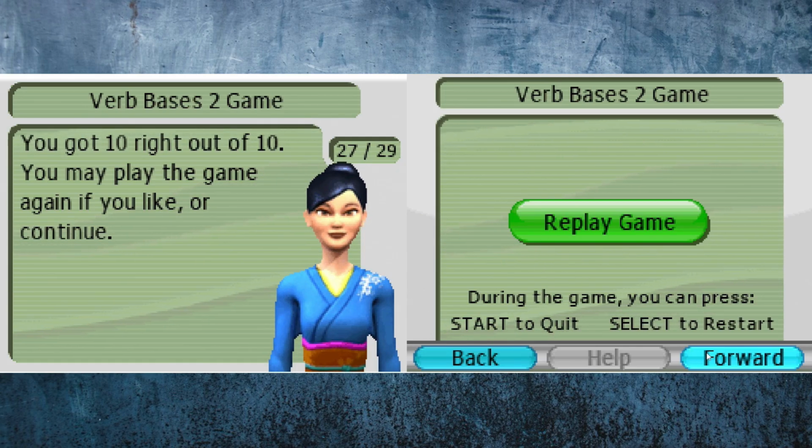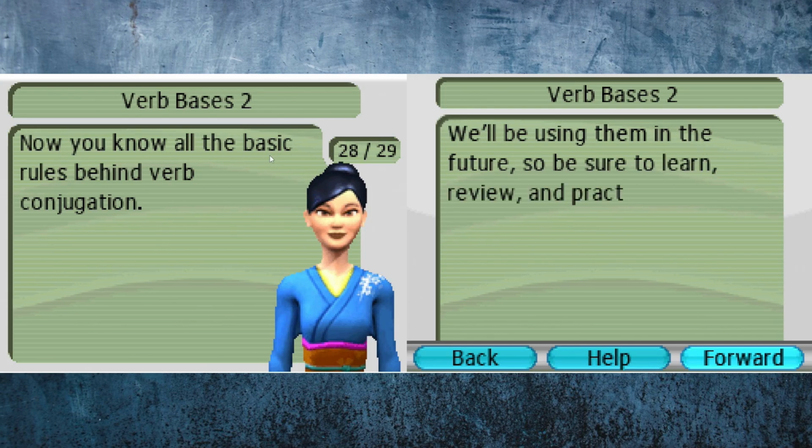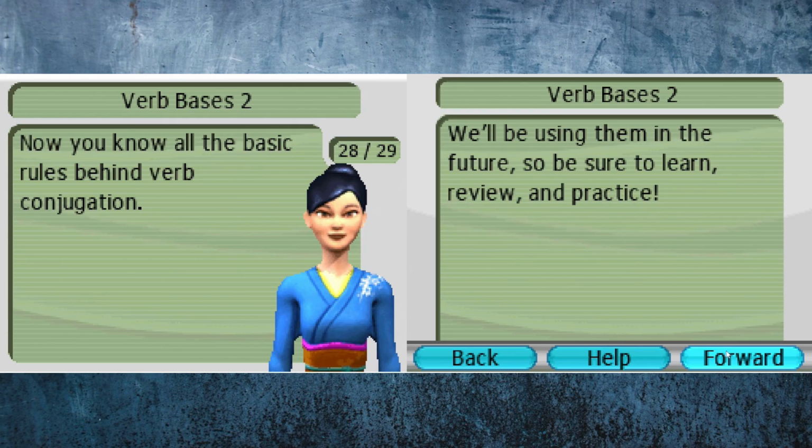But yeah, let's continue. Now you know all the basic rules behind verb conjugation. We'll be using them in the future, so be sure to learn, review, and practice.